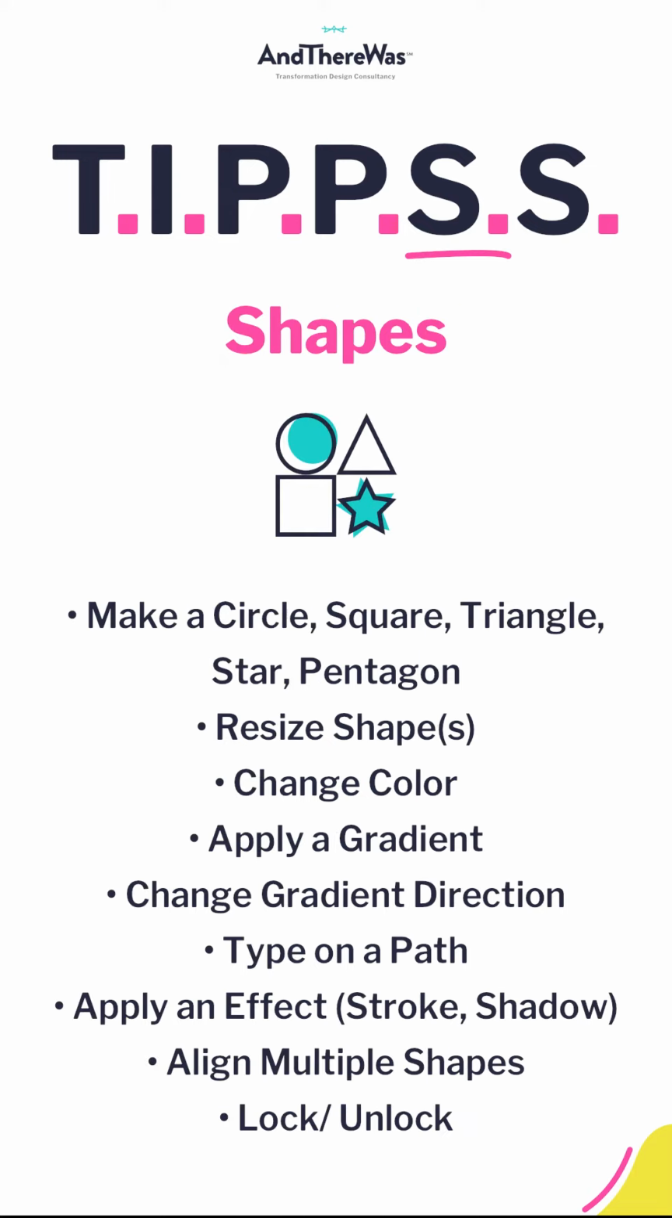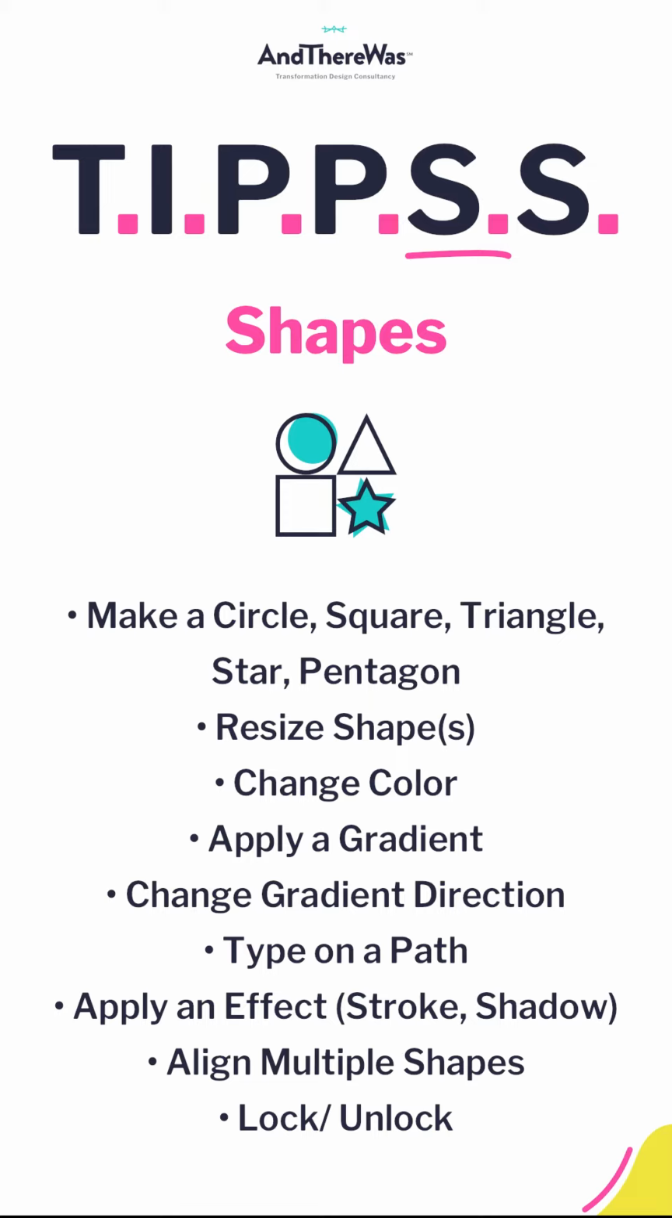When it comes to shapes, we could do a lot with them because 9 times out of 10, shapes are vector. So make a circle, a square, a triangle, a star, and even a pentagon. Try to resize the shape, change the color, apply a gradient, change the gradient direction. Heck, even try to type along the path of it, which is a really nice trick for pros. Apply an effect, stroke, or drop shadow.